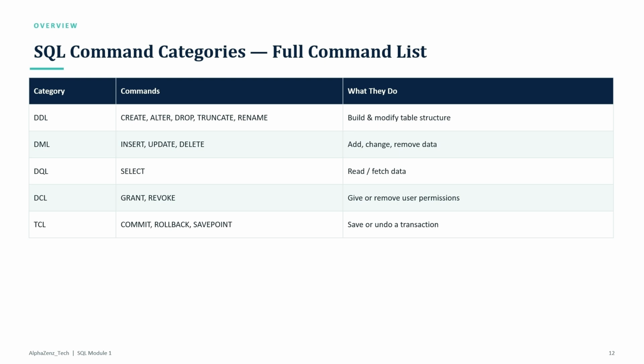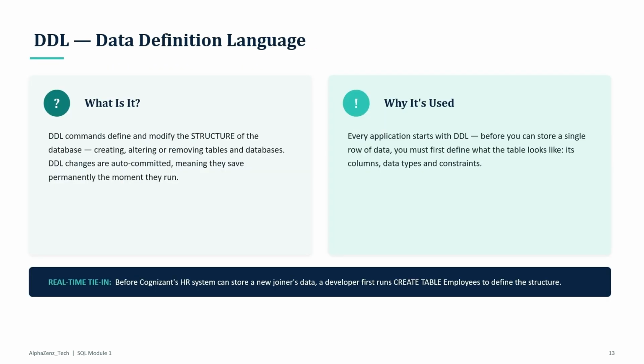Quick recap table before we dive in. DDL has create, alter, drop, truncate, rename. DML has insert, update, delete. DQL has select. DCL has grant and revoke. TCL has commit, rollback, and savepoint. Let's go through each one properly.